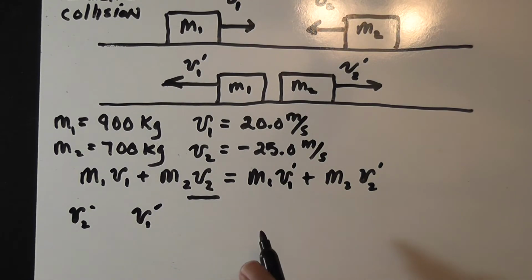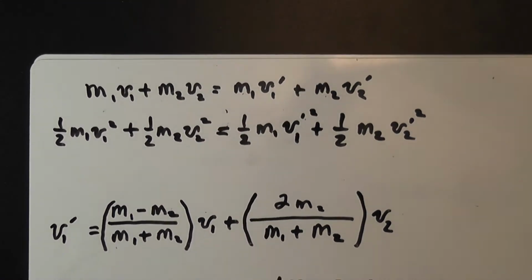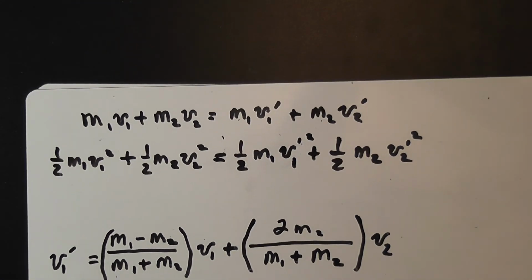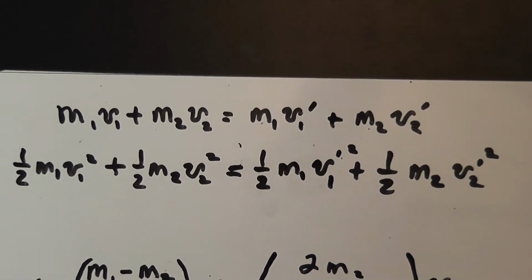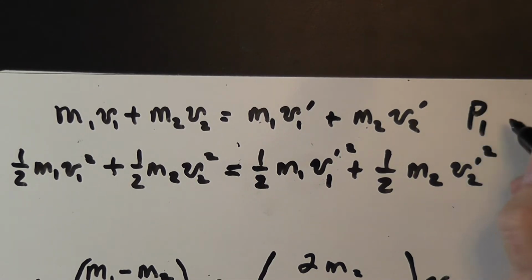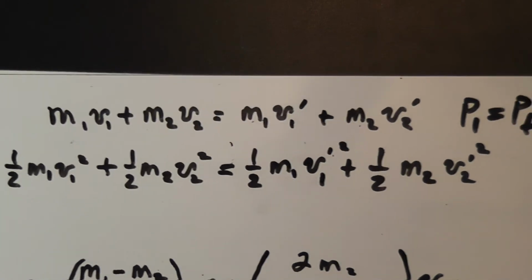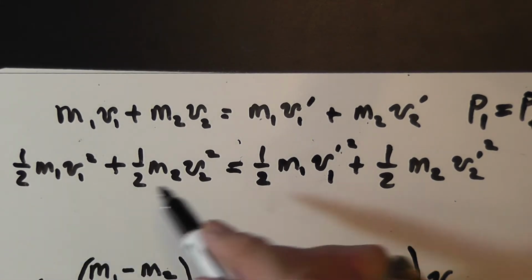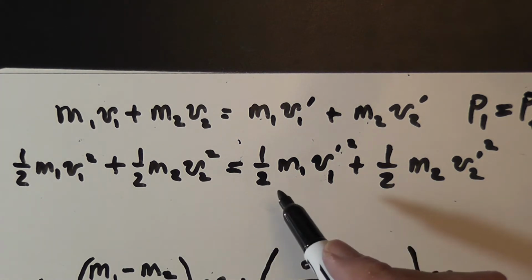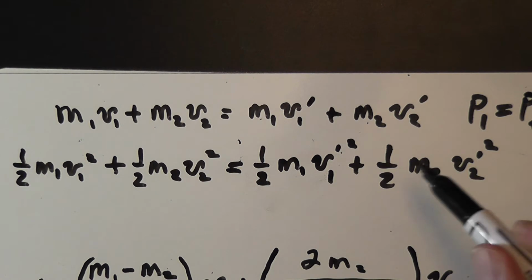So to do that, we have two variables, so we need two equations. So what are those two equations? Well, there they are. We have the initial momentum is equal to the final momentum, okay? And the kinetic energy, each term, the kinetic energy in is equal to the kinetic energy out.